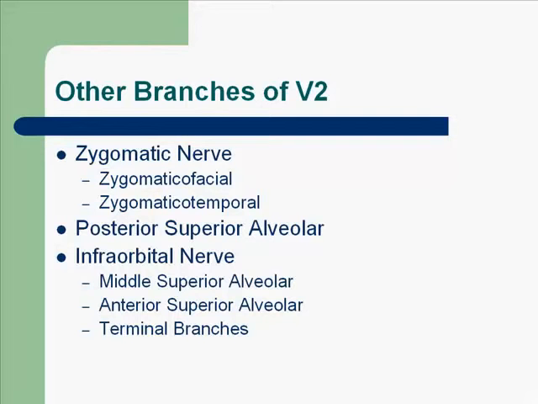The zygomatic nerve leaves the maxillary division in the pterygopalatine fossa. It has 2 branches, the zygomaticofacial and the zygomaticotemporal. Other branches are the posterior superior alveolar and the infraorbital nerve, which has 2 branches, the middle superior alveolar and anterior superior alveolar, along with terminal branches. So let's talk about these.